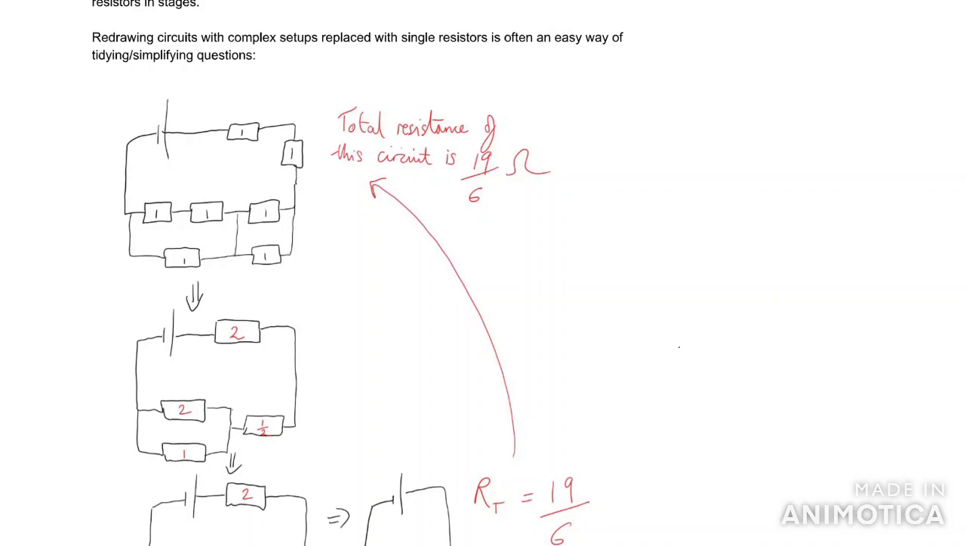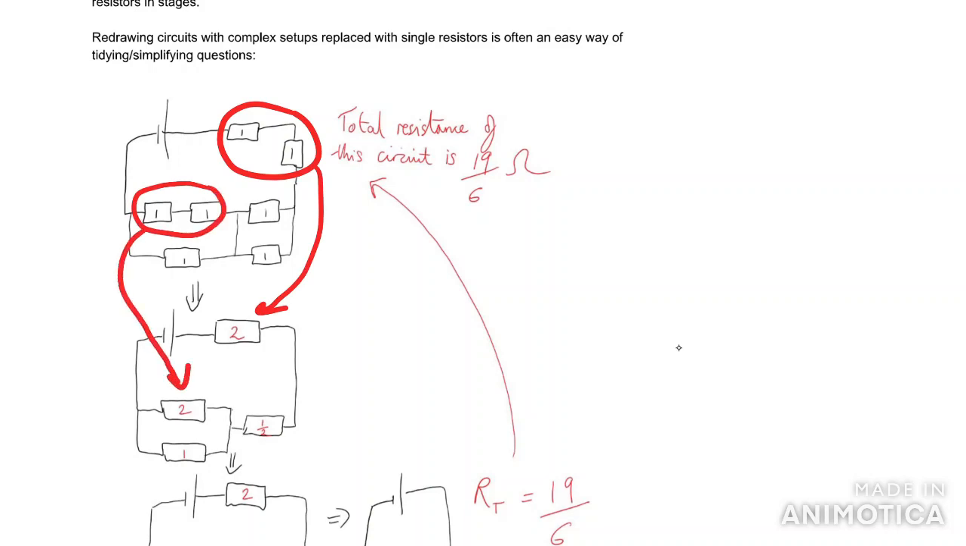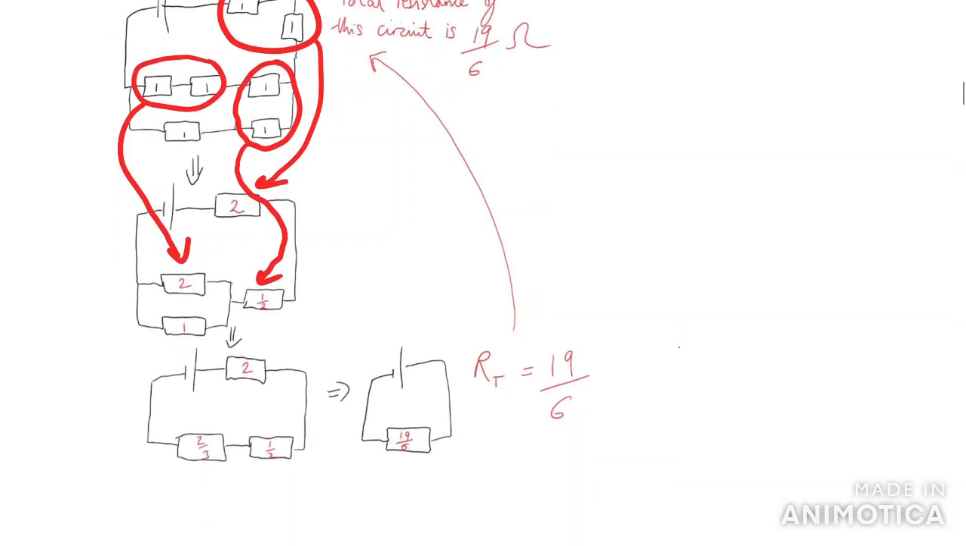So if we take a look at this setup I've done here, what can we do? We can say these guys must just be a resistance of 2 because they're in series. So we replace them like that. These guys, you can also say they're a resistance of 2. And these guys are two resistors in parallel of equal resistance, so we can replace them with a resistor of a half. And already we've simplified this circuit quite considerably.